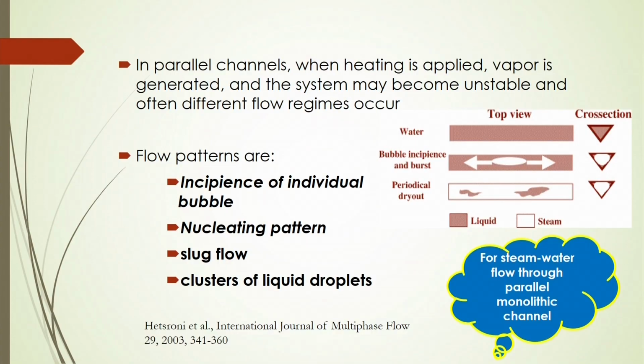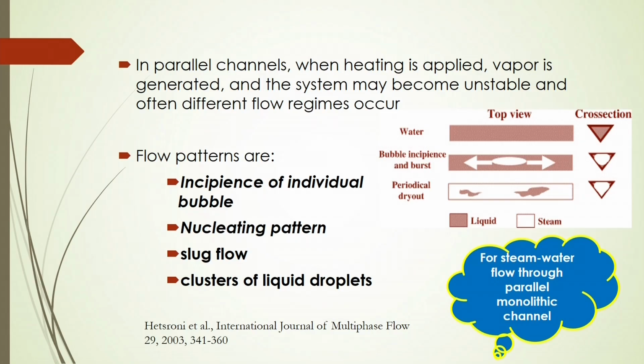In parallel channels, when heating is applied, vapor is generated, and in that case the system may become unstable, and often you can get different types of flow patterns or regimes. In that case you may expect the flow pattern of incipience of individual bubble, nucleating pattern, slug flow or clusters of liquid droplets, and this is reported by Hedstrom et al. They published their work in the International Journal of Multiphase Flow in 2003.